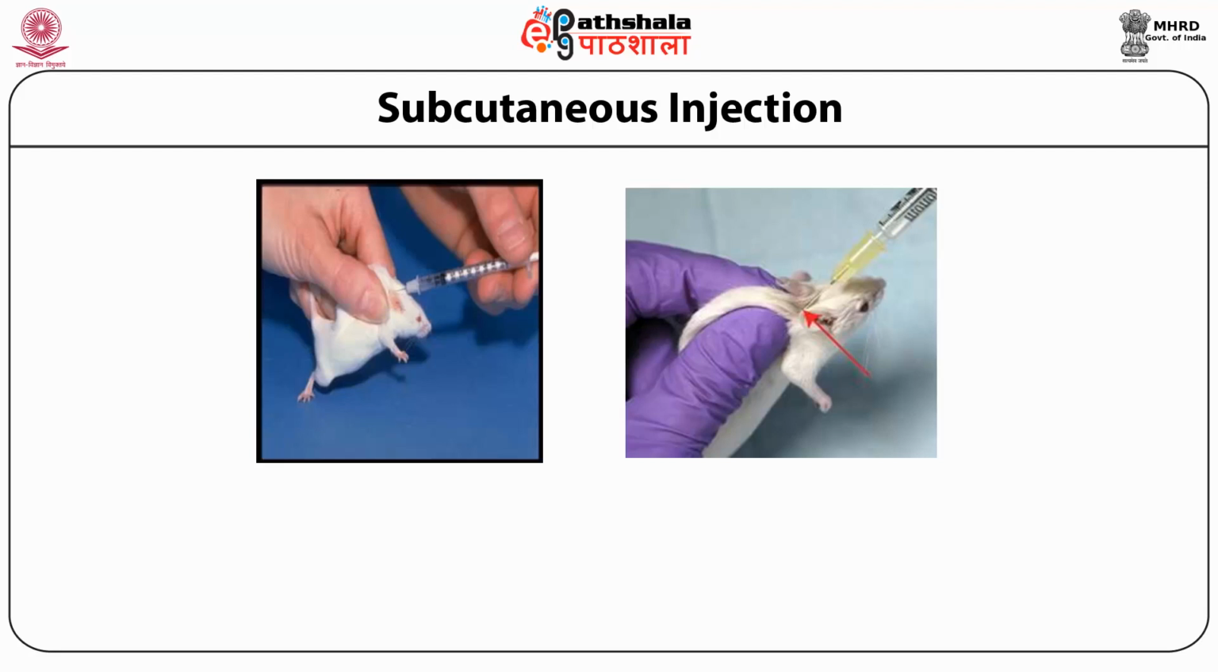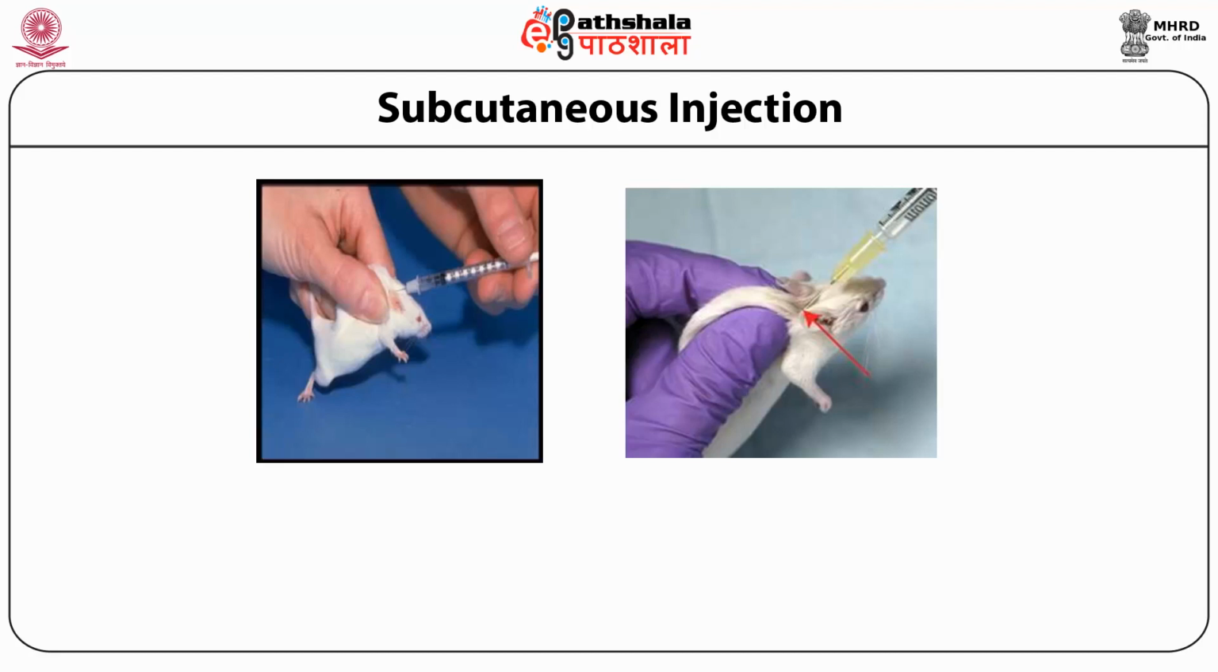If you find a greenish brown aspirate, that means the needle is not inside the peritoneum and it is going into the intestine. And if a yellow aspirate is there, that means you are penetrating into the bladder. So it is important to inject properly so the intestines or bladder will not be affected. The needle size should be 25 to 27 gauge, which is commonly practiced in mouse.